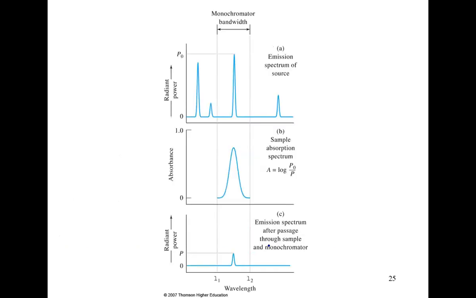So this is 9-10A. You notice that there are peaks there, and you need a monochromator with a bandwidth in that region. If this is our lambda of interest, you need to filter these others out. So this is the emission spectrum of the source. And in part B, you have to use a filter to remove these other peaks. And then from there in B, the sample absorption spectrum, we all know A equals log P naught over P. Is that correct?